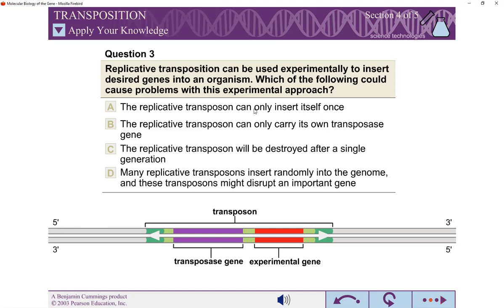The replicative transposon can insert only itself once only. The replicative transposon can carry its own transposase gene. The replicative transposon will be destroyed after a single generation. Many replicative transposons insert randomly into the genome, and these transposons might disrupt an important gene. This is the most important phenomenon why we cannot insert any gene within the transposons.